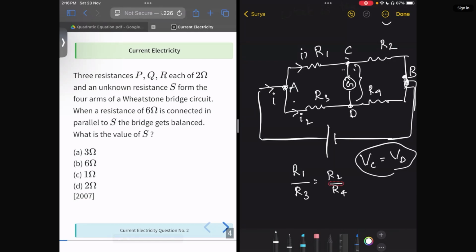So what will happen? The galvanometer shows 0, right? There is no measurement of current there. The Wheatstone bridge is said to be balanced when there is no current through the galvanometer. This is the Wheatstone bridge speciality: by using this we can find the resistance without measuring the current. There is no current across the galvanometer, so the potential difference across its terminals will be zero.